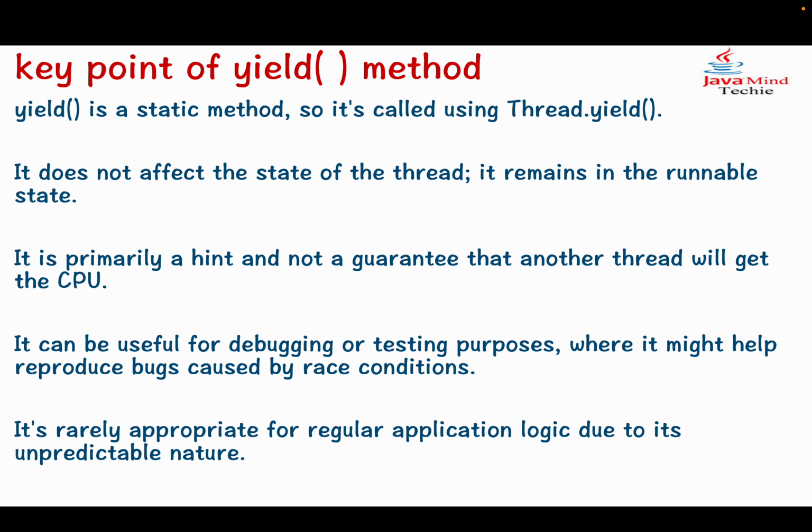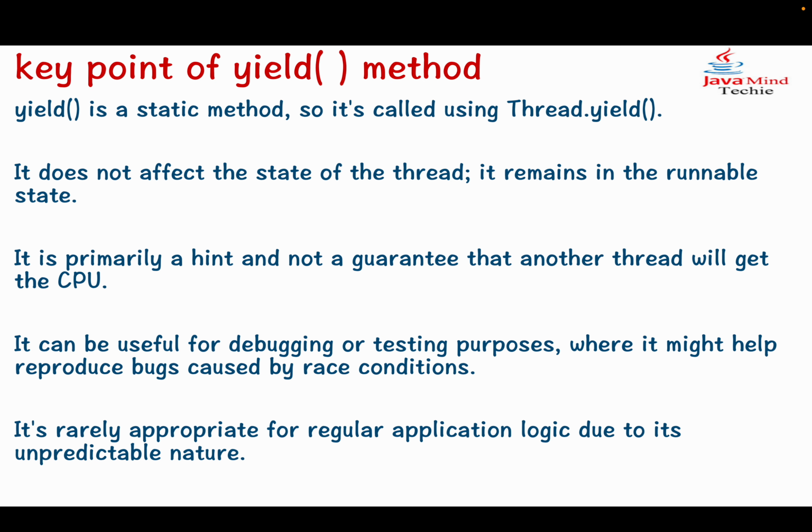Then again, the next point is that it is primarily a hint and not a guarantee that another thread will get the CPU. It means it is not a guarantee that the thread scheduler will allocate the CPU for execution. If it will get the execution, that means it will get the CPU. If the thread scheduler does not give a chance to execute, that means it will not get the CPU. I hope you understood.